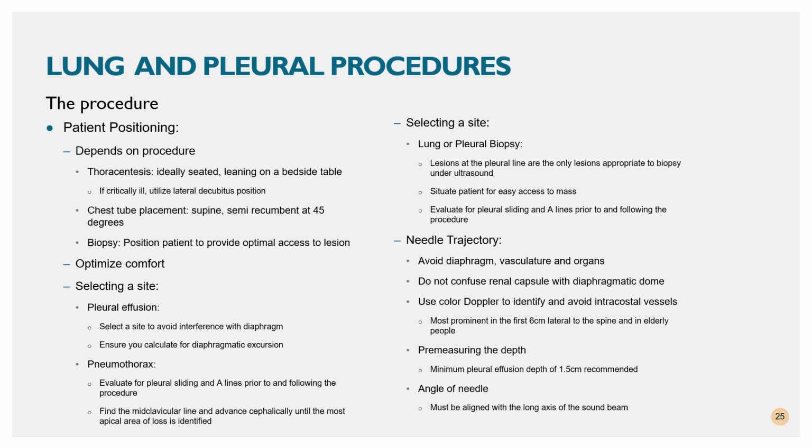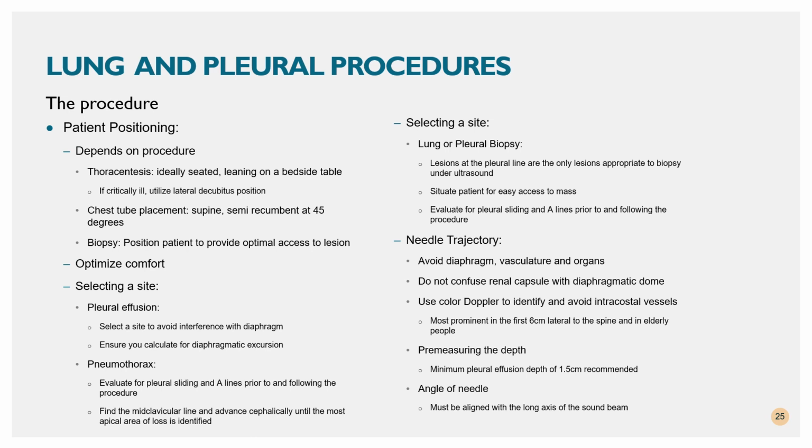Now, needle trajectory. The whole point of using ultrasound to help in your guidance is to avoid any injury. So you obviously want to plan your needle trajectory so it avoids the diaphragm, vascular structures, and other organs. Ultrasound's a great tool to use here because we can look in real time at the vasculature and see where you want to avoid. Now, this almost seems silly to even say, but you want to make sure that you do not confuse the renal capsule with the diaphragmatic dome.